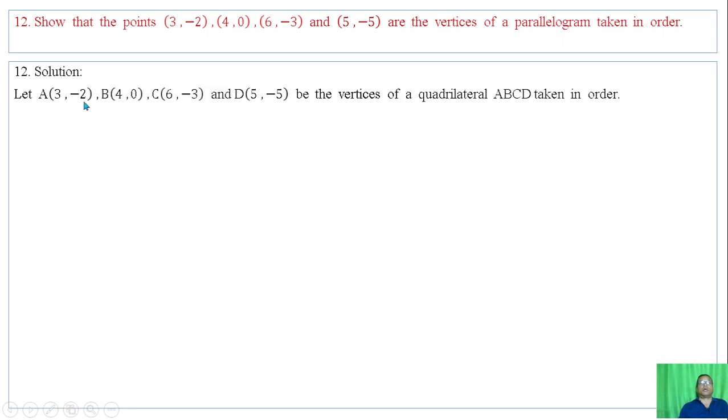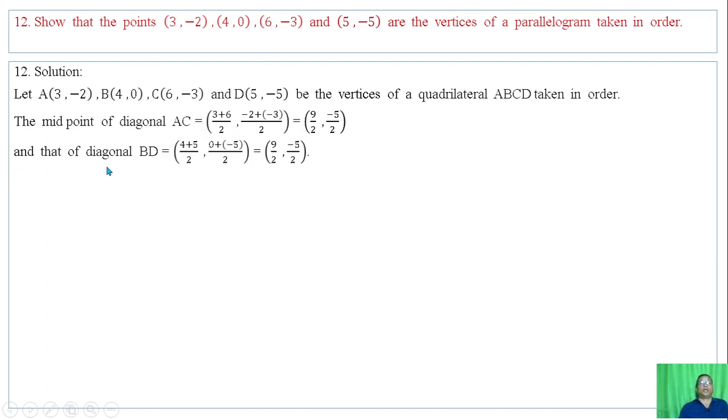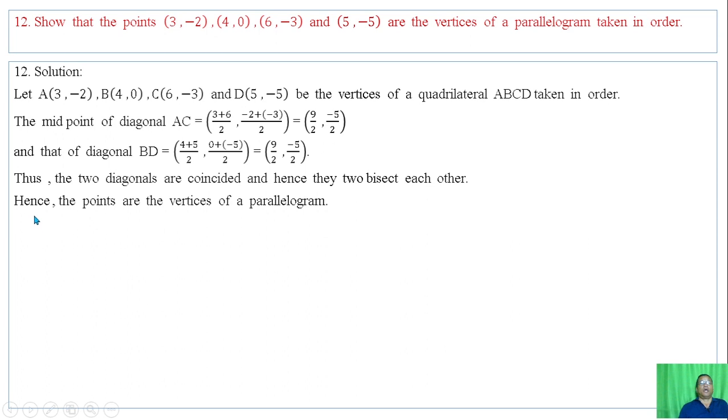That is, A, B, C, D denote the vertices. Let them be the vertices of a quadrilateral ABCD taken in order. The midpoint of diagonal AC using the midpoint formula we get this. And that of diagonal BD using the midpoint formula we get this. These two coordinates are equal. Thus the two diagonals are coincident and hence they bisect each other. Hence the points are the vertices of a parallelogram.